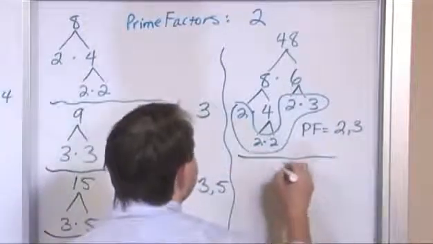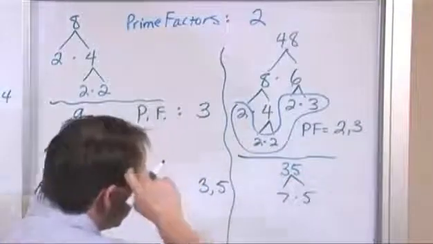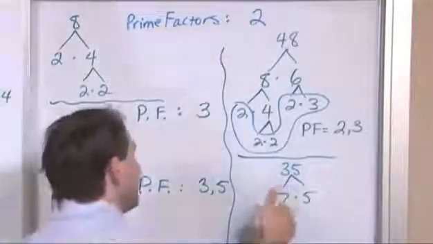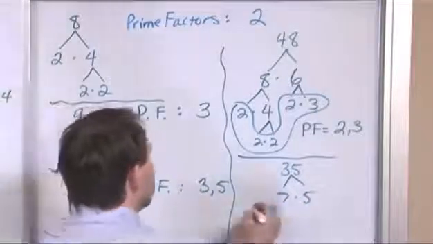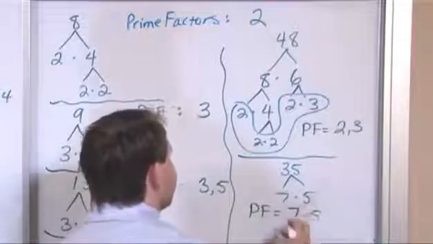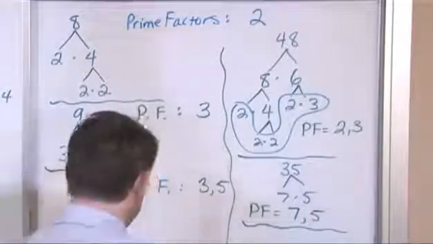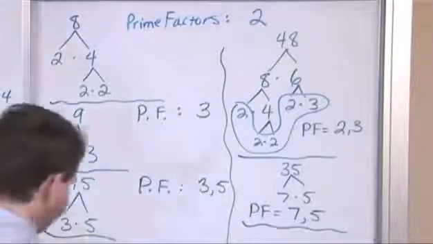What about 35? Well, I always think of 7 times 5 is 35, and it turns out that those are already prime numbers. This is prime and this is also prime. You can't subdivide them anymore. So when you're listing the prime factors, you just list 7, 5. Okay? Let's switch colors just for kicks.